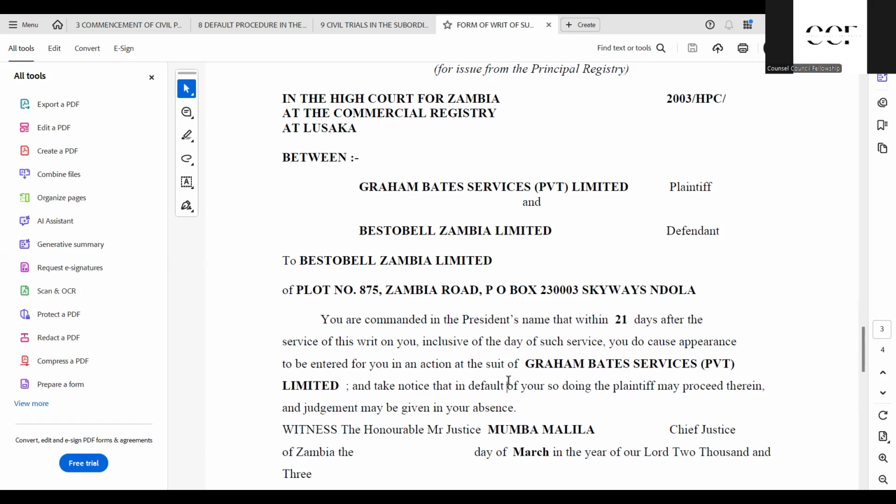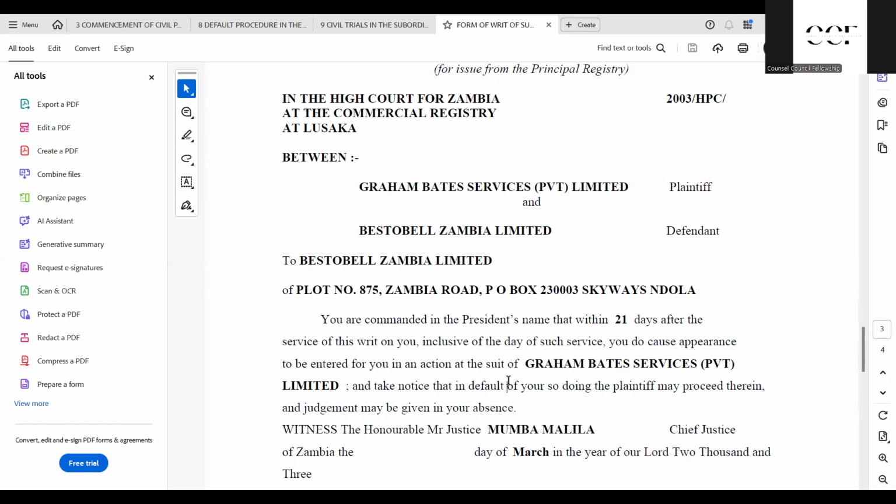Outside that, the days continue to go up depending on the distance. So we're talking about the court registry and the place of the defendant, where you're supposed to serve this particular writ. So the 21 days is the number of days that you're supposed to respond within. That is the command clause, and it mentions who is suing you, and also gives you notice. I mentioned earlier that when you receive this writ of summons, it is not an option that you respond to it. You must respond to it. So it is giving you notice. Take notice that in default of your so doing, that is entering appearance, the plaintiff may proceed therein and judgment may be given in your absence.